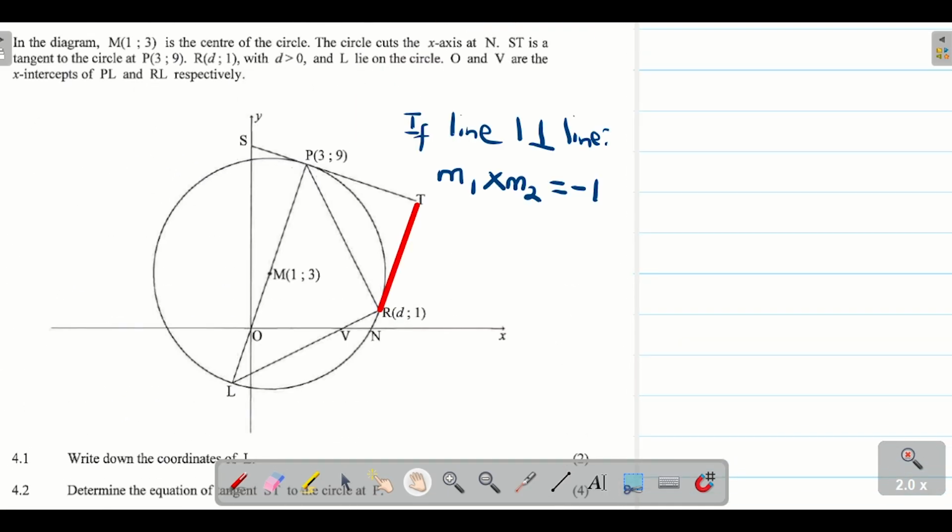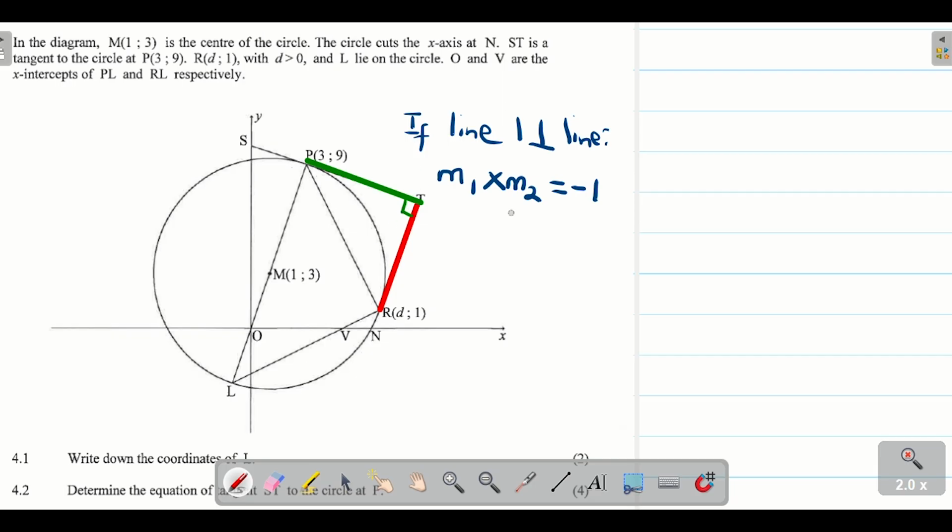I'm gonna mark PT with a green line. So PT is here. Okay, so they want us to prove that these two lines are perpendicular, which means that they meet at 90 degrees. So they want us to prove that.